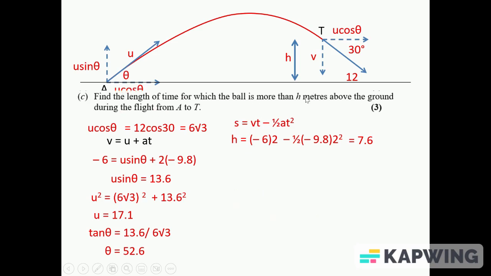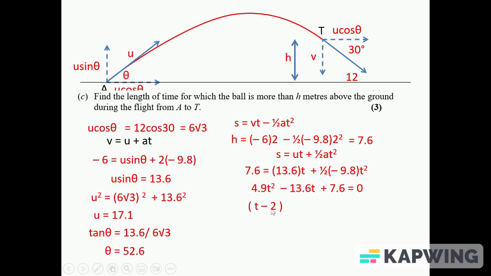And then it wanted the time for which it's more than h meters above the ground. So the time from going from here to here, I'm going to use s equals ut plus half at squared, for the journey from A to T. And there are two times when the displacement is 7.6. So I put 7.6 equal to 13.6, the initial vertical component, minus half at squared. Get a quadratic.